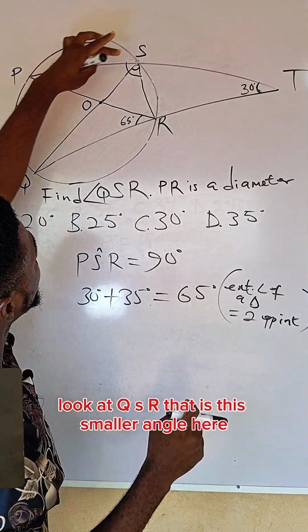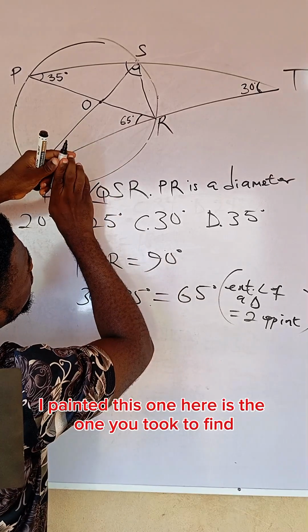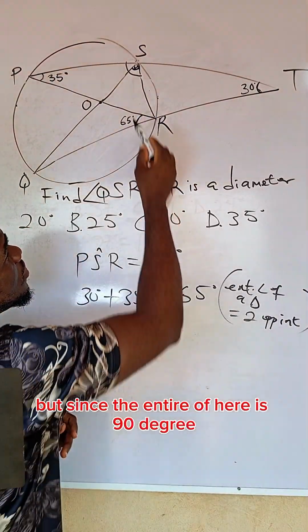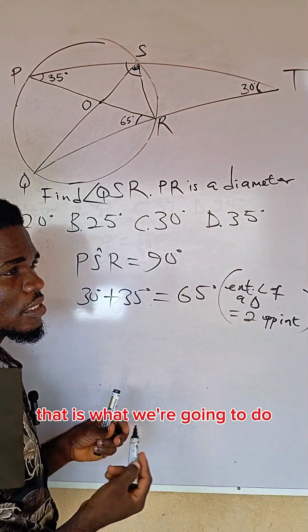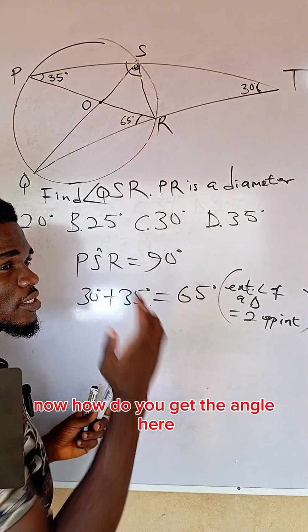Look at QSR. That is this smaller angle here, the first one that I painted. This one here is the one you're told to find. But since the entire angle here is 90 degrees, what we're going to do is 90 minus the angle here. Now, how do you get the angle here?